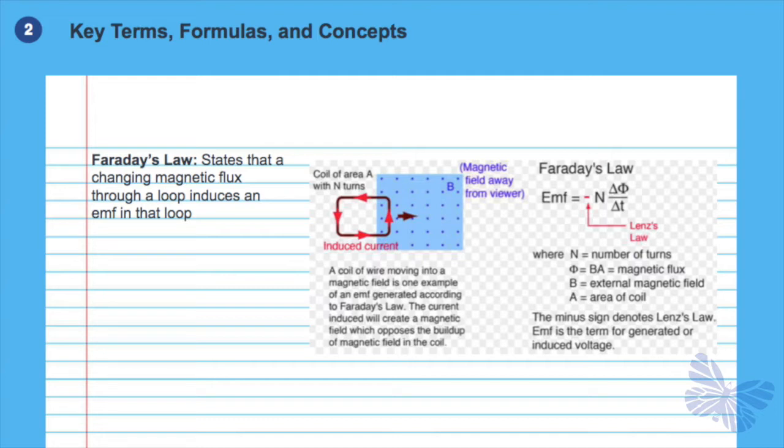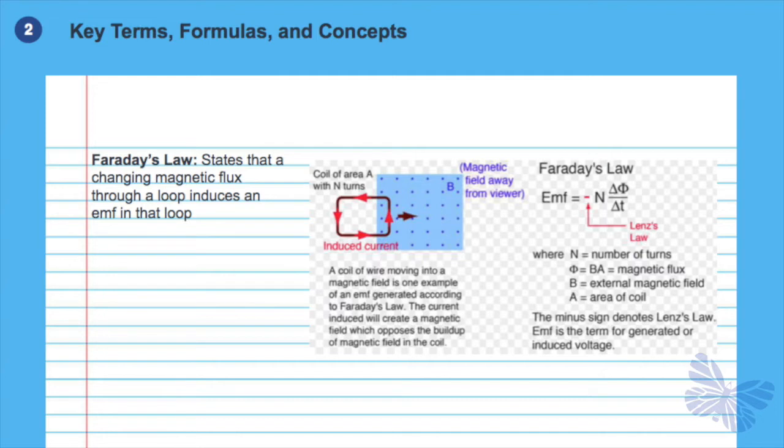So that basically just states that the induced EMF will create a magnetic field that opposes the change in flux. So like for this wire, since the flux is increasing and the magnetic field is out of the page, it's going to want to create a magnetic field into the page. And so the induced current will go in a way such that it creates a magnetic field that is opposite the original one.